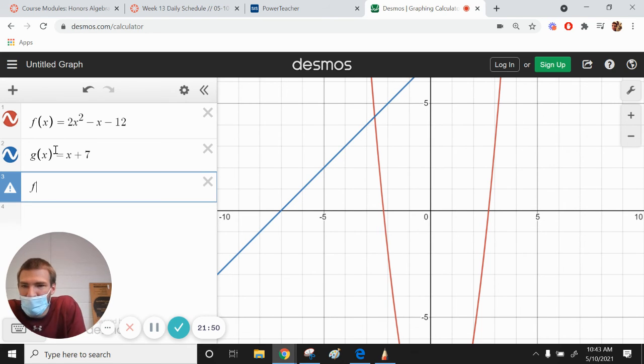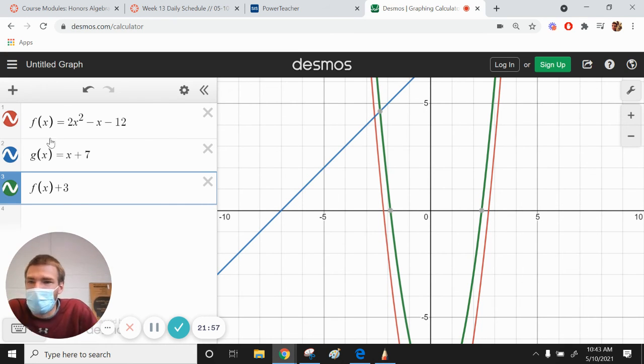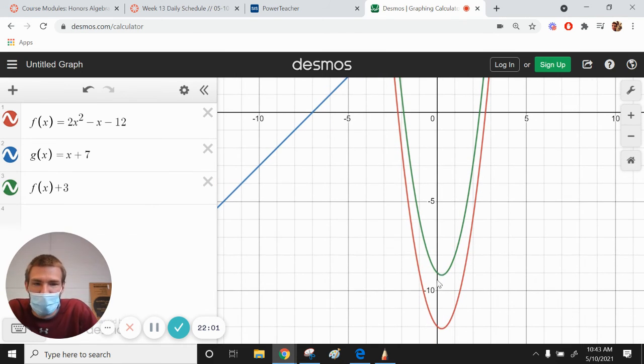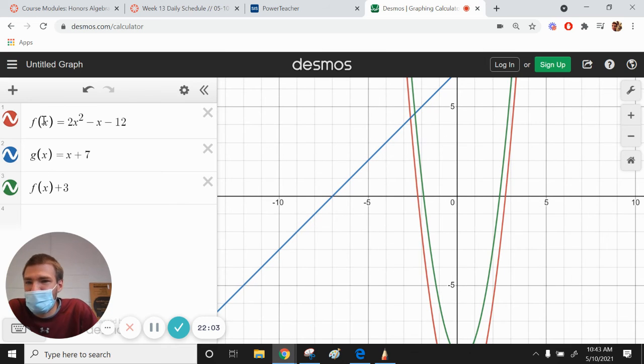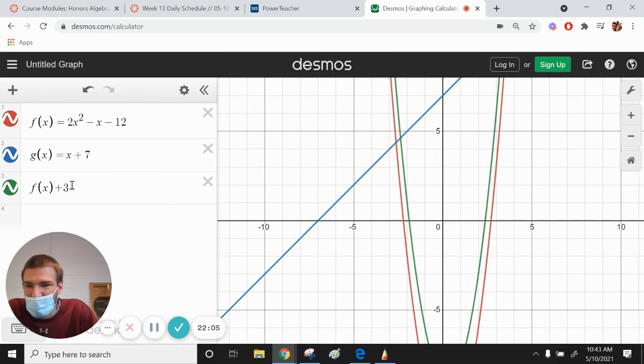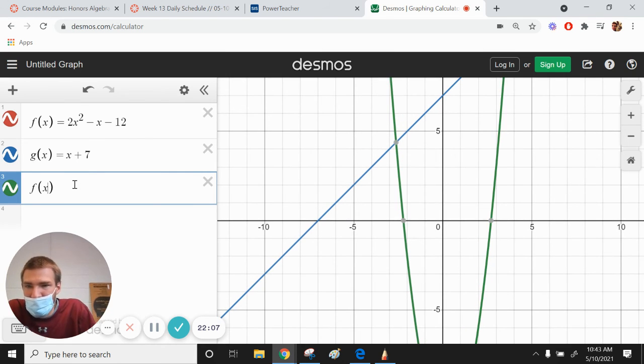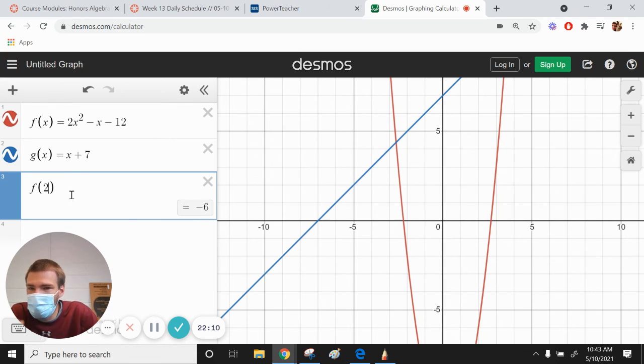So for example, I could do f of x plus 3, and it would be the red graph plus 3. So it would be the red graph up 3, right? Now Desmos knows what f is. And I could even do f of x with a 2 swapped out for the x, and you can see right over here, it will calculate what that is for me, okay?